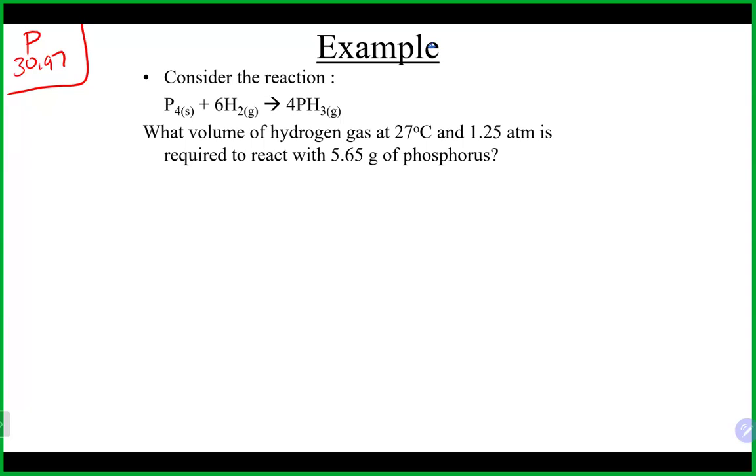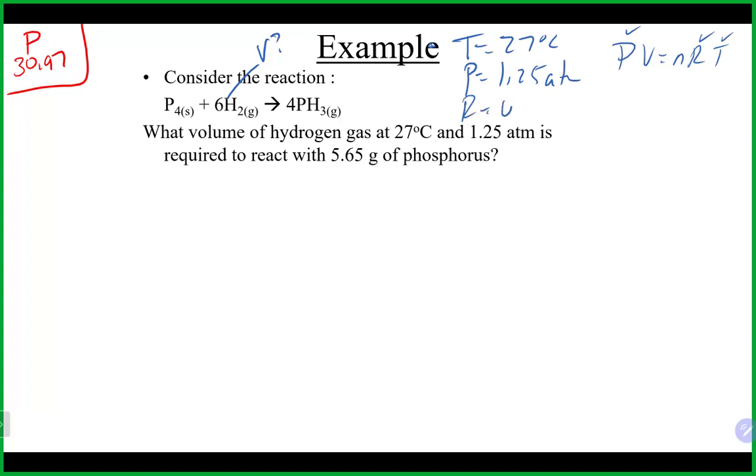Okay, so let's take a look. Again, in this case, we are looking for a volume of H2. We have some temperature values given to us, 27 degrees. We have a pressure of 1.25, and that's all we need ideal gas-wise. So we have temperature, we have pressure, R we always have, which again is a constant. We're looking for the volume. So once again here, we'll have to do a little bit of stoichiometry to get to the moles of our hydrogen. We can do that because we are given the grams of phosphorus.